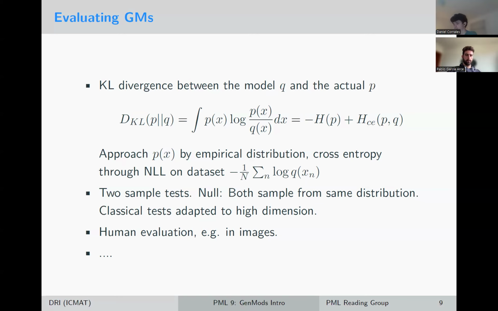There are many others. There are two-sample tests, where the null hypothesis would be that the observed data and the data generated by the GM come from the same distribution. And there are many classical tests for this, such as Kolmogorov-Smirnov and so on, which have been adapted to high dimensions.